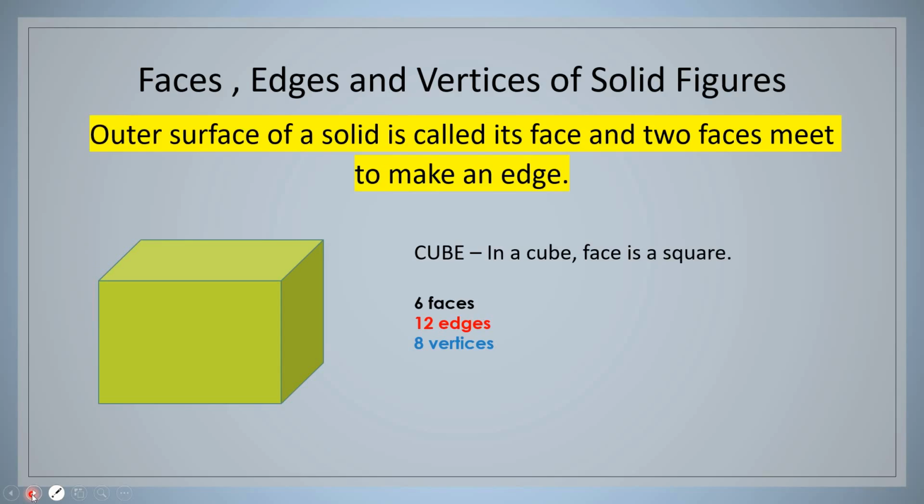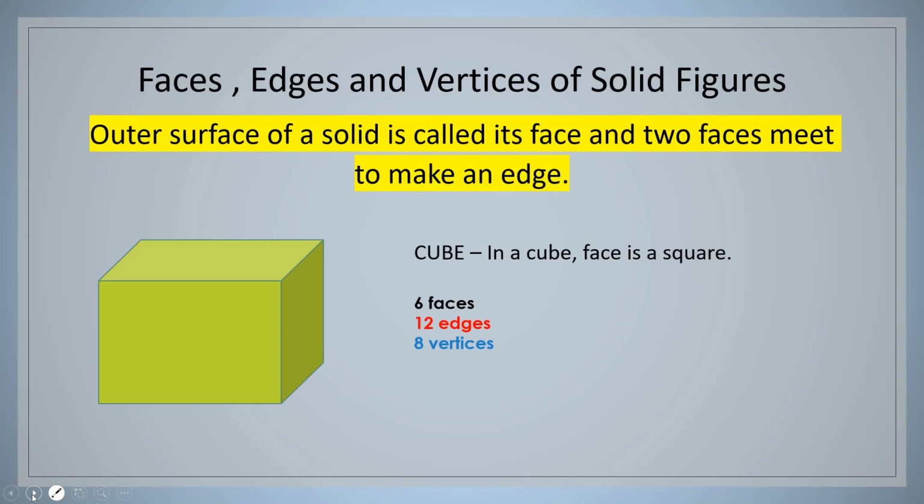So let's revise. We have studied various types of solids that are cubes, cuboid, cone, cylinders, sphere, etc. Today we are going to study more into detail of these solid figures. We are going to study about faces, edges and vertices of these solid figures. Now first of all, the outer surface of the solid is called its face, and two faces meet to make an edge.